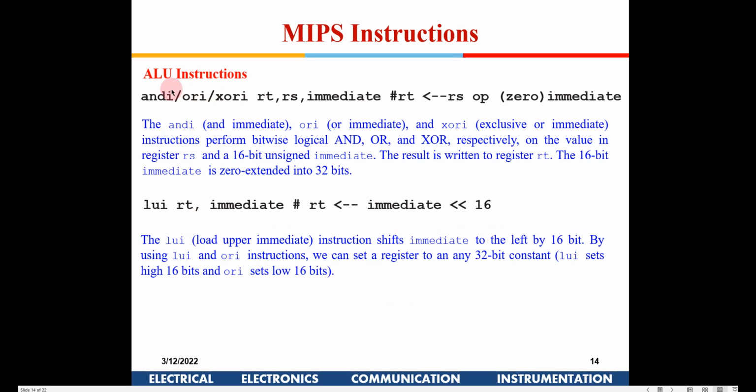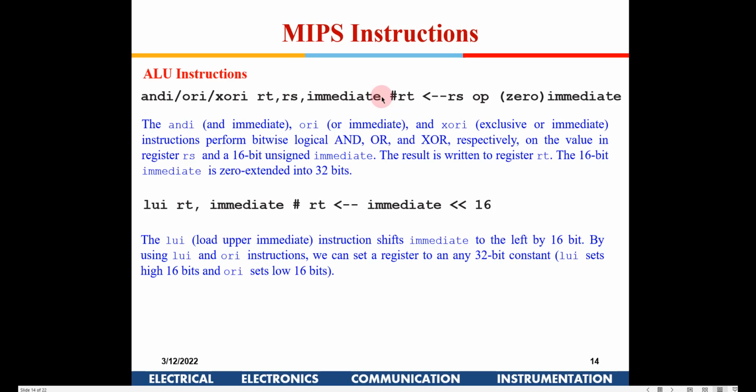Then there are some other ALU instructions, like you can also do AND immediate, OR immediate, and XOR immediate. You need to mention the result register RT, where the result will be stored. Here is the source register, and then you write the immediate data. You specify an immediate data.